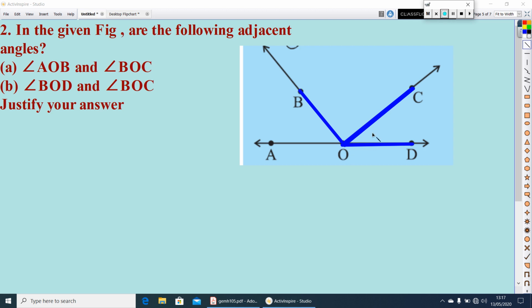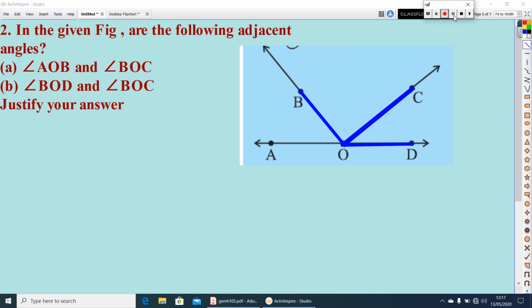Are they on the same side of the common arm? Here BO is the common arm. So the third condition is not satisfied. So it cannot be adjacent angles, because the non-common arms are not on either side of the common arm.